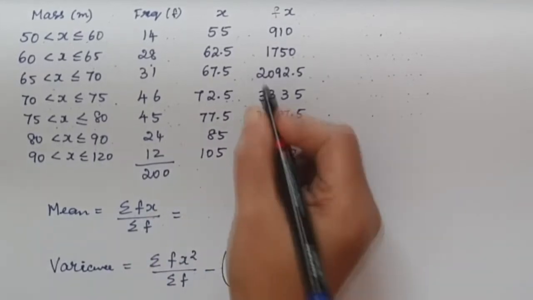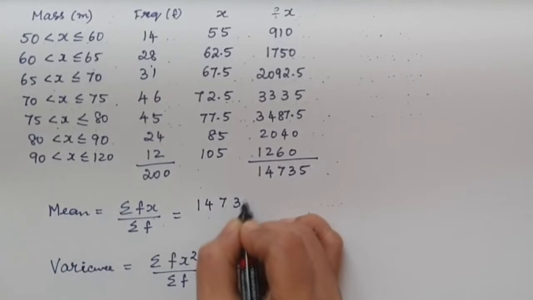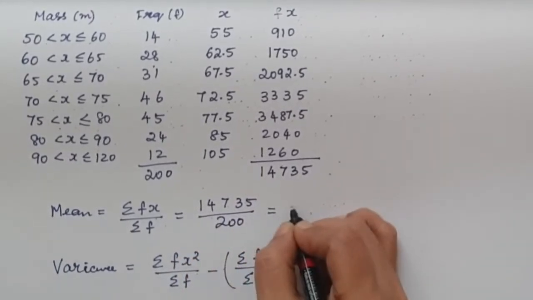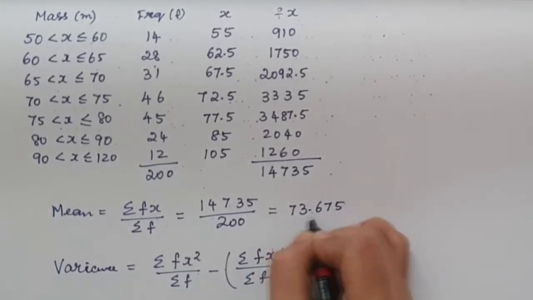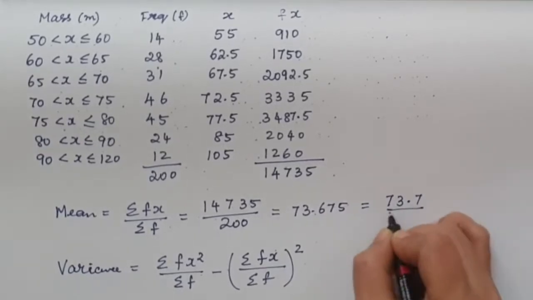So this one, sigma fx, the sum of all that, is 14735 divided by 200. This will give us an answer of 73.675. If you want to write your answer to 3 significant figures, it is 73.7.